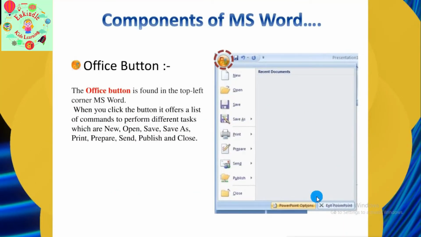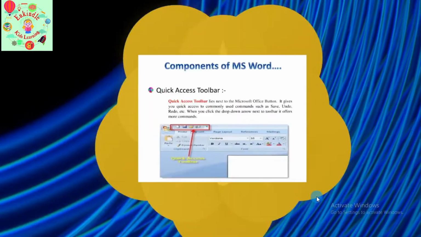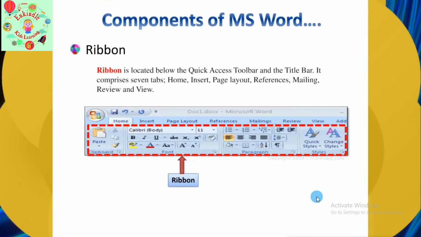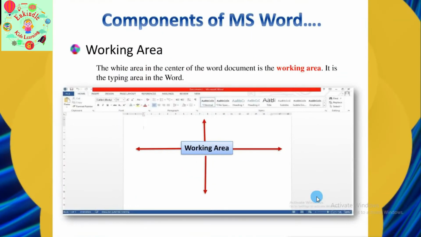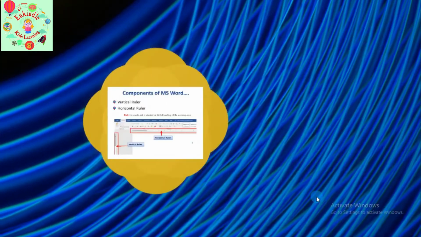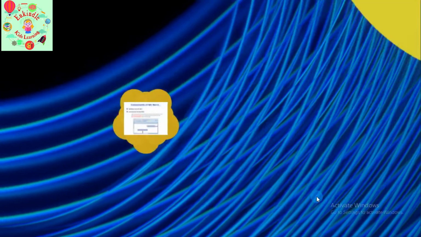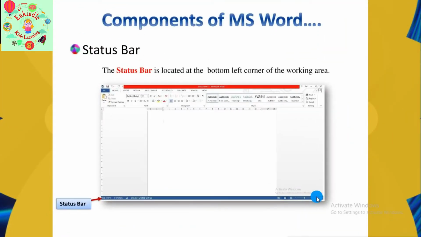First, we saw Office button. Then, we saw title bar, quick access toolbar. We learned about control buttons, ribbon, groups, working area, vertical ruler and horizontal ruler, vertical scroll bar and horizontal scroll bar, and status bar.